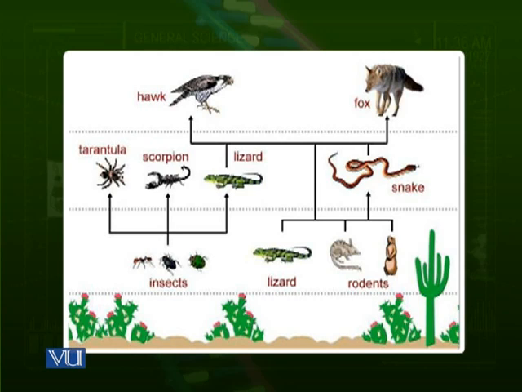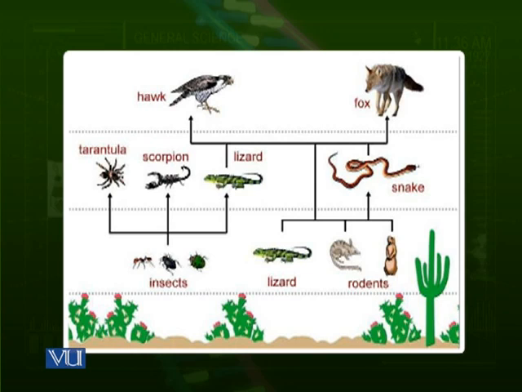Then come the secondary consumers, the spiders, scorpions, different kinds of lizards. They eat upon the insects. Then the lizard, for example, is eaten up by a hawk. The lizard is also eaten up by a fox. Then the herbivore lizards, which eat upon plants, are eaten up by both fox and the hawk. The rodents, different types of rodents, which are herbivores, which eat upon the plants, are eaten up by the snakes. They are also eaten up by the hawks and the foxes directly and indirectly.